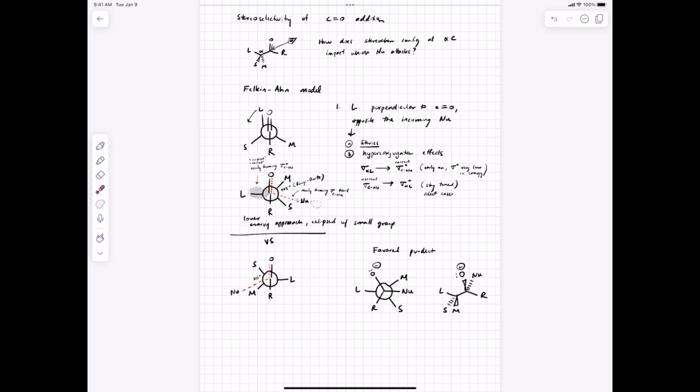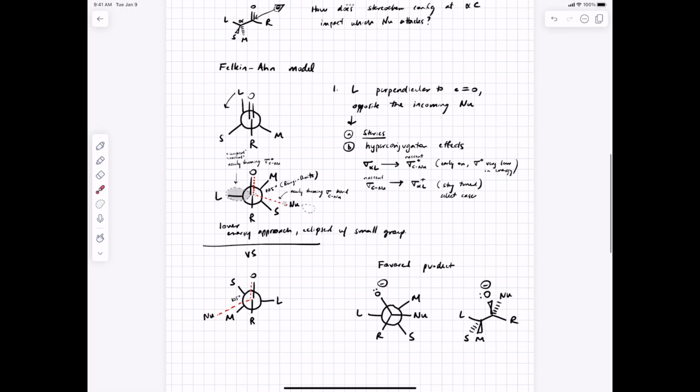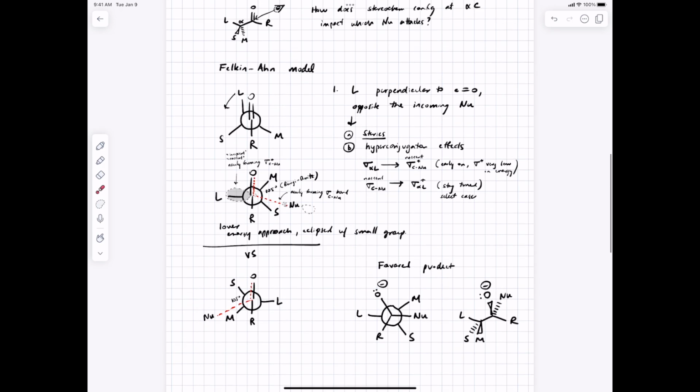I think your small and medium group are swapped. They're not. Yes, they are. Thank you. Relative to how they were here. Thank you.